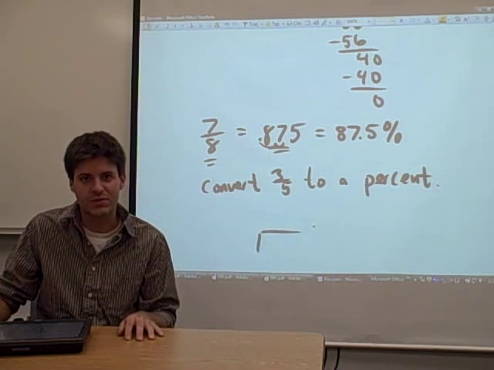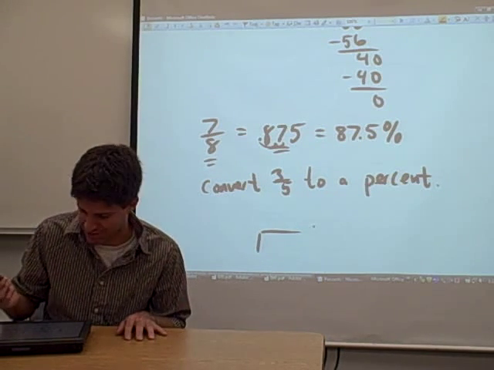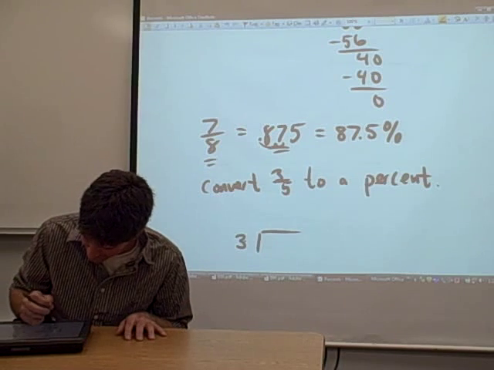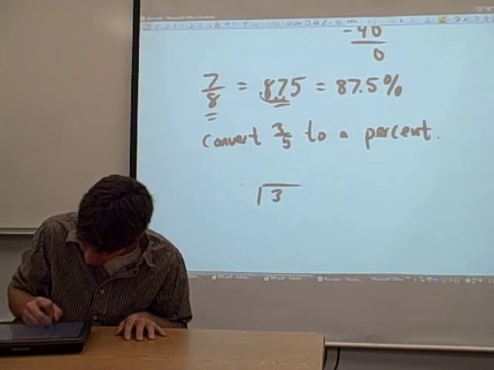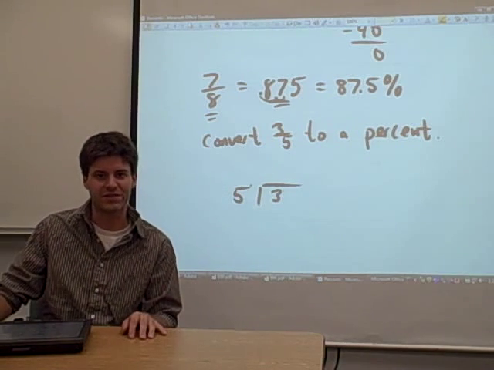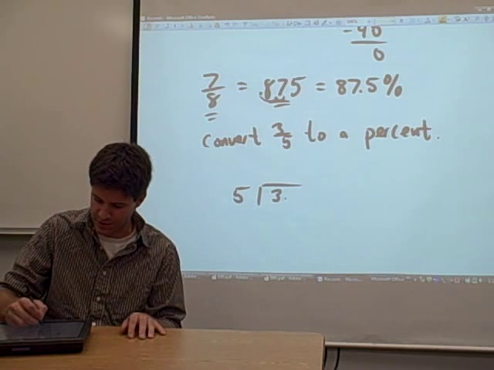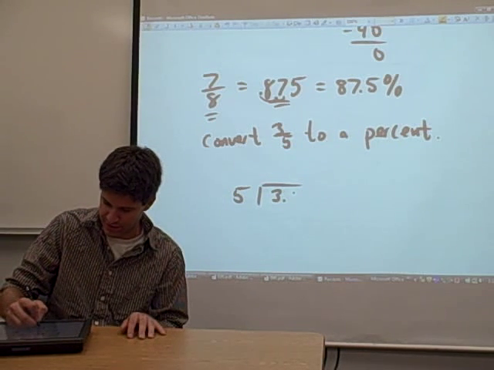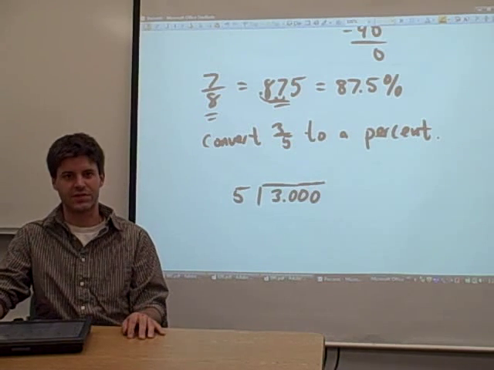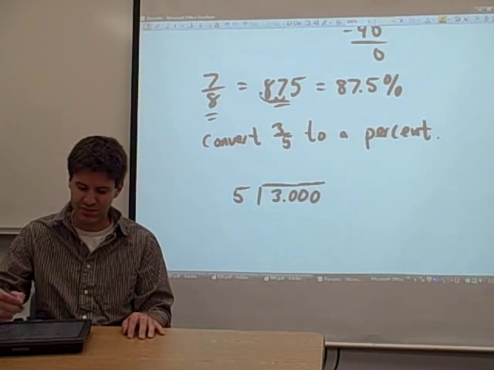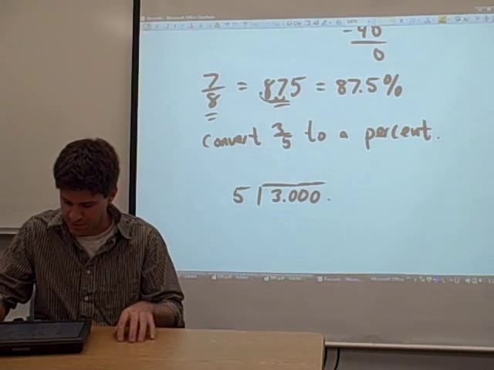Anytime you're converting a decimal or a fraction to a percent, what you do is write out the long division. So out here you have a 5, and inside the dividend you have a 3, the numerator. You're not going to get very far by dividing 3 by 5. So what we're going to do is add some decimal places. That's legal. 3 is the exact same thing as 3.000, so it's a legal thing to do.